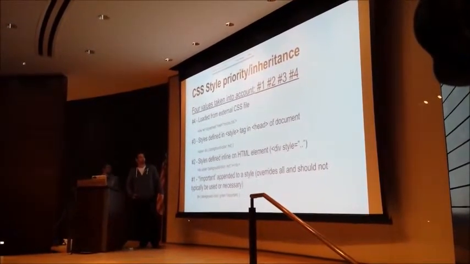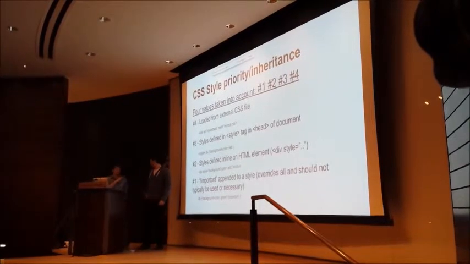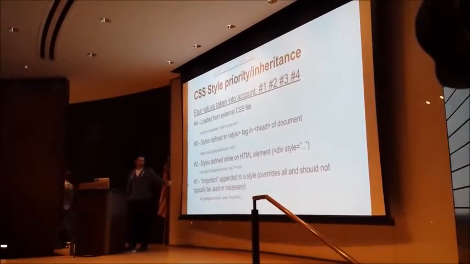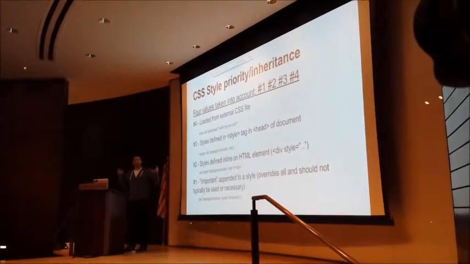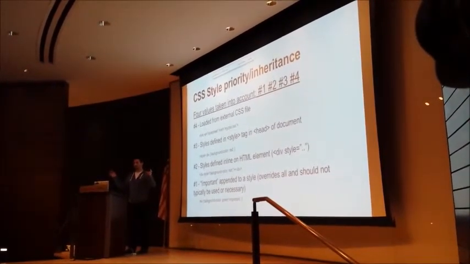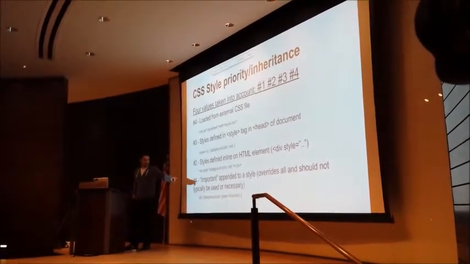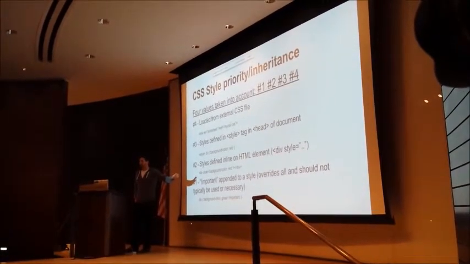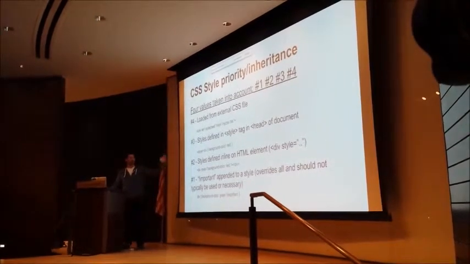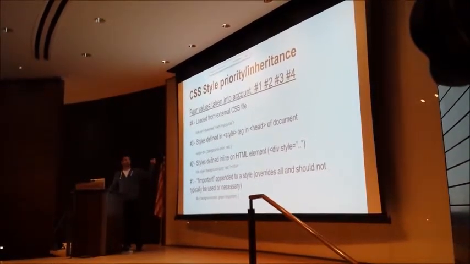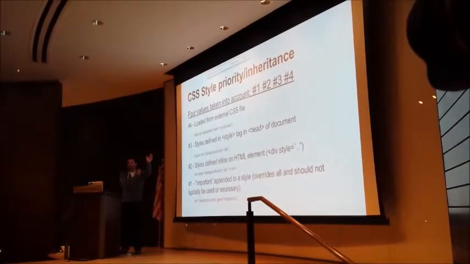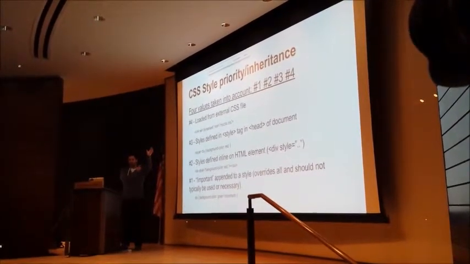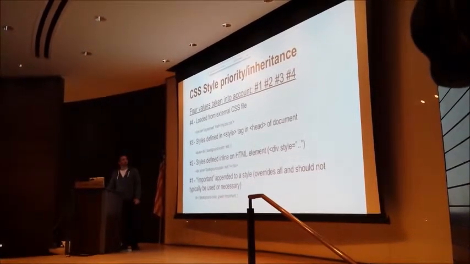So if you have 2 styles defined, and let's say you have 2 external files that both have a certain style defined. If one has that bang important, then that one's going to take preference. That overrides everything else. So even if you have an external file that has a style defined, and then you have an inline element, the inline element should take preference. But if that external file has that bang important, then it's going to take preference over it.